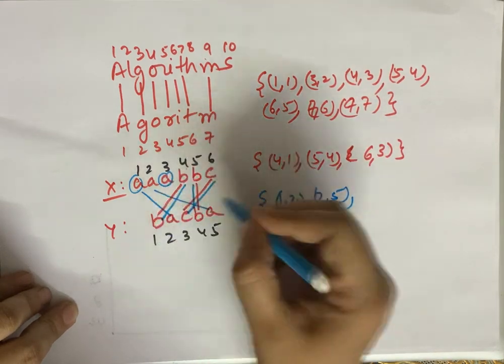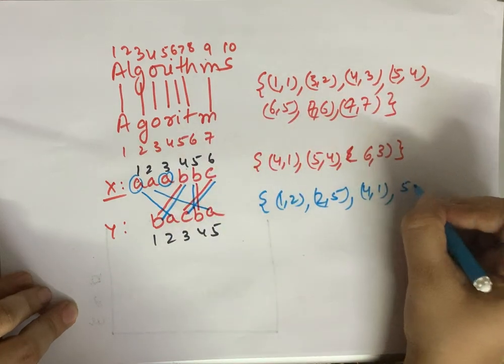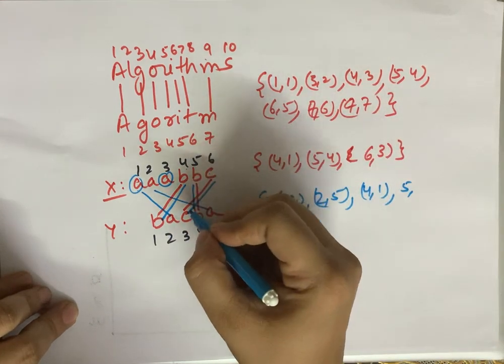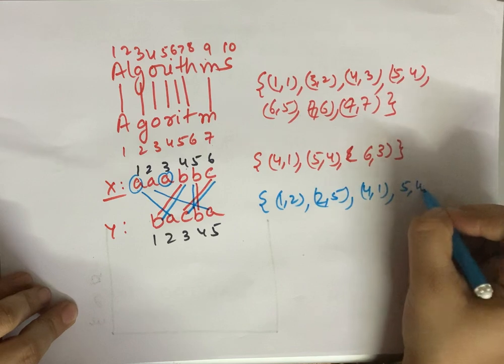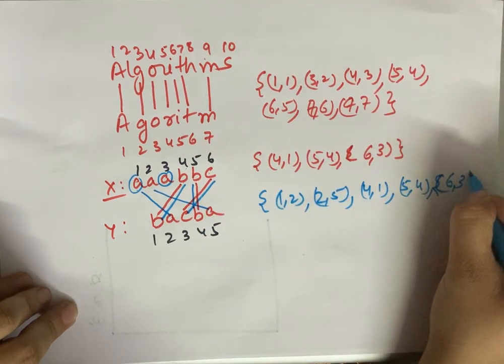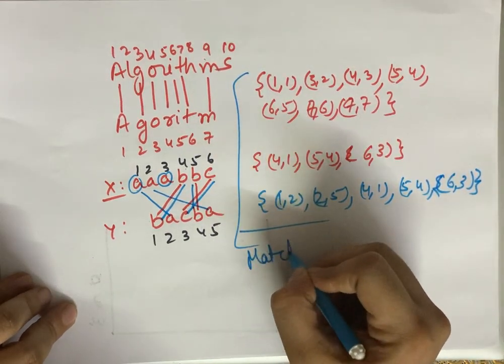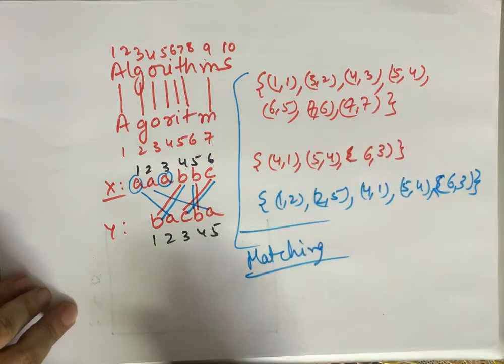Then I am having 4 matched with 1. Then 5 is matched with 4. And I am having 6 matched with 3. So this is another possible matching. All of these are matchings. These are all valid matchings.